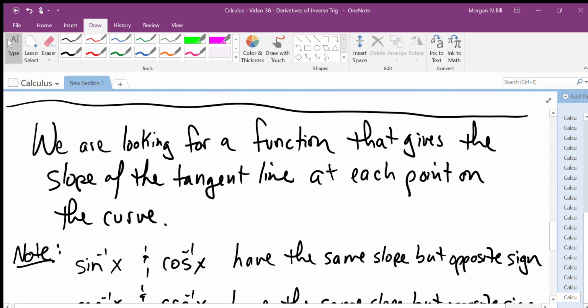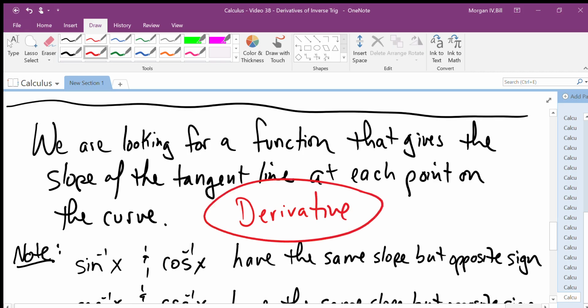Again, we're looking for a function that gives the slope of the tangent line at each point on the curve. That's the derivative. That is the derivative. That's what we'll be looking for here in just a minute. And I said there's three of them that are really important.